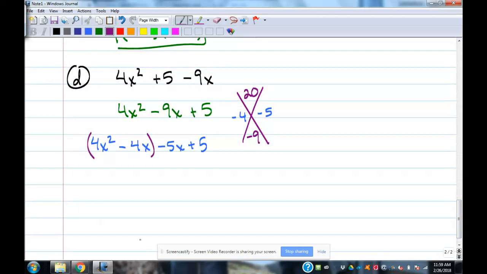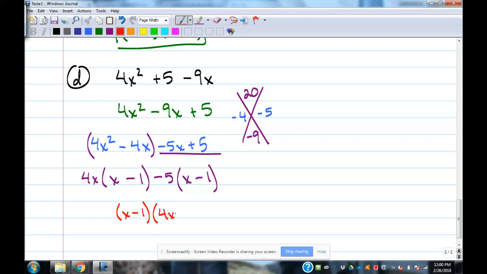Group the first two together. What's their GCF? 4x. What's left in the parentheses? X minus how much? 1. So what times 4x gives me 4x would be 1. Second group: negative 5. What's left in the parentheses? 1x minus 1. Final answer. X method for factoring a trinomial.